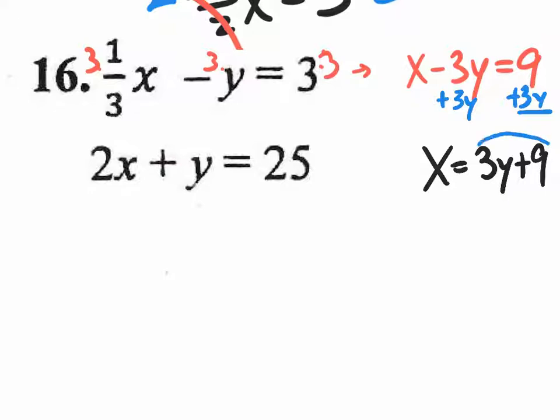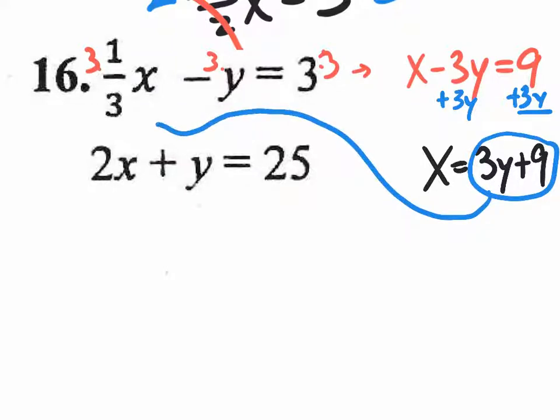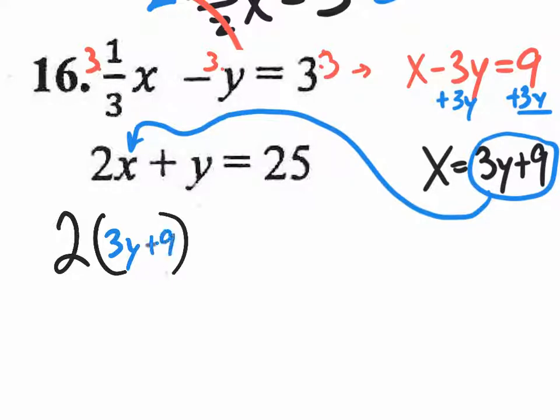I'm now going to take the 3y plus 9, plug it into the equation I have not used, into the x. Why into x? Because it says x equals. If it would say y equals, if I would have solved for y, then I'd be plugging it into y. But I solved for x. It says x equals this stuff. I'm going to plug that stuff into x. So it really is going to read 2x, but instead of x, I'm going to be plugging in the 3y plus 9. And it still has the plus y equals 25.